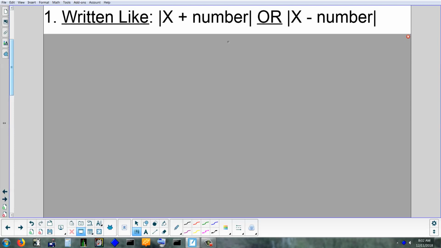So you have 6 lines on your chart because there's basically 6 different types of transformations we studied. The first one looks like this. It's either x plus a number or x minus a number. So my suggestion, guys, is you might want to put them on top of each other: x plus a number on the top of the box, then x minus a number on the bottom of the box.